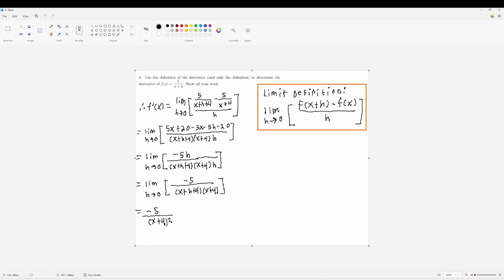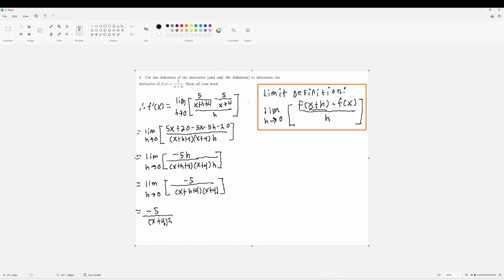Okay, use the definition of the derivative to determine the derivative, so the general form. Here we're not finding the exact slope, so show all your work. In the case where we have a rational function, once again, wherever we have an x, we're going to do x plus h for the left side, right?